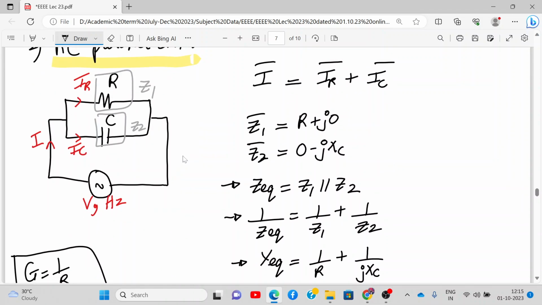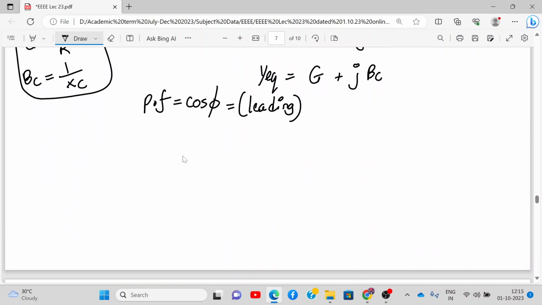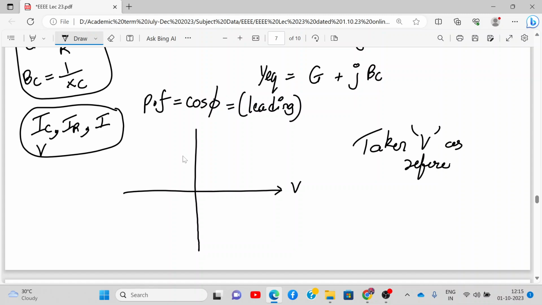So how will you draw the phasor diagram? IR and IC are there. So let's take voltage as a reference. Let me draw it a little up. So this is voltage as a reference. IC is there, IR is there, and there is total current I and V. These quantities I have to plot on the phasor diagram. I have taken voltage V as reference right over here.